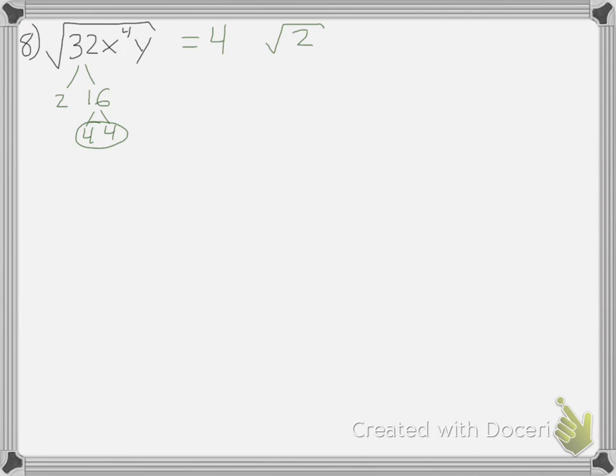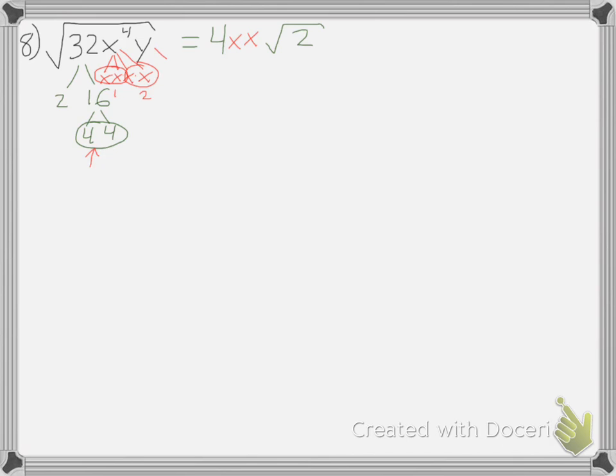But what about this x to the 4th? Well, let's break that up into its factors. We have x and x and x and x, right? Because x to the 4th is just x times x times x times x. So just doing the same thing I did with the 4, I look for pairs. Circle the pairs, and now I can pull out 2 x's. So there's my first x, and there's my second x.